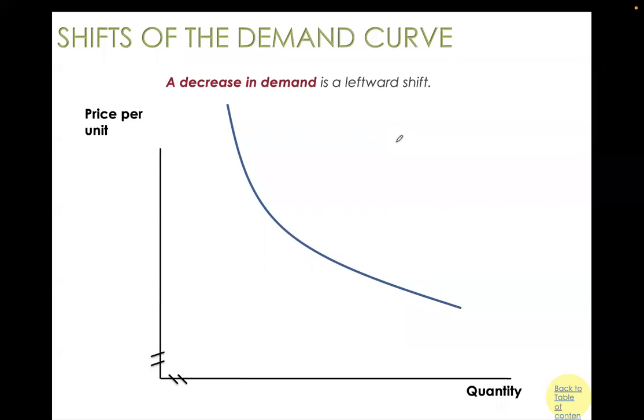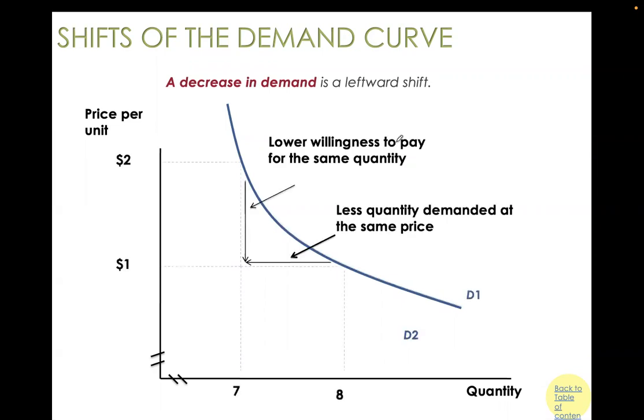Now this is a replay of what we just discussed in the previous slides. In terms of a shift of the demand, there are two possibilities. Possibility number one: the curve shifts to the left.